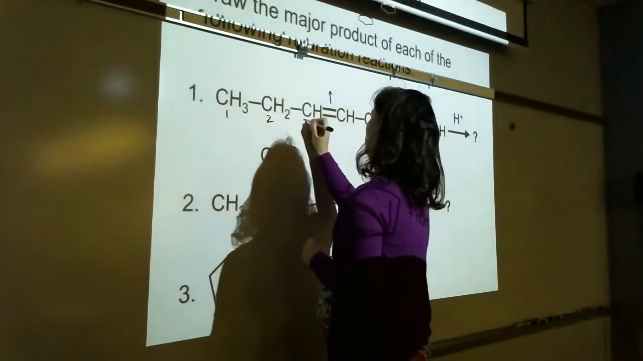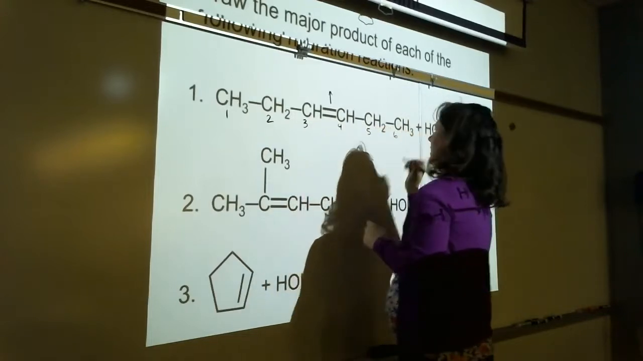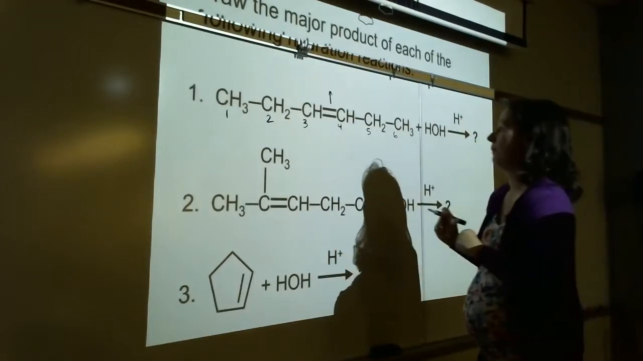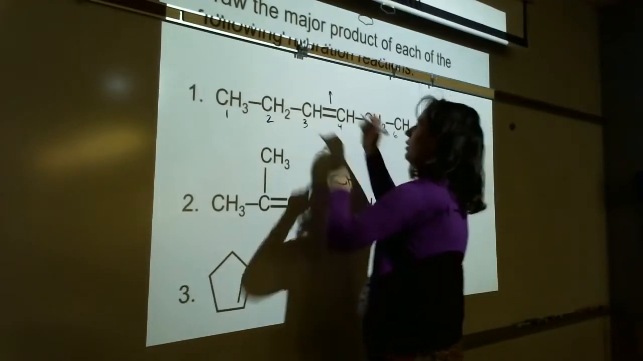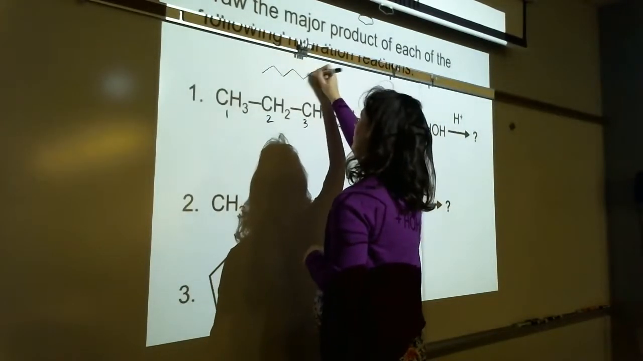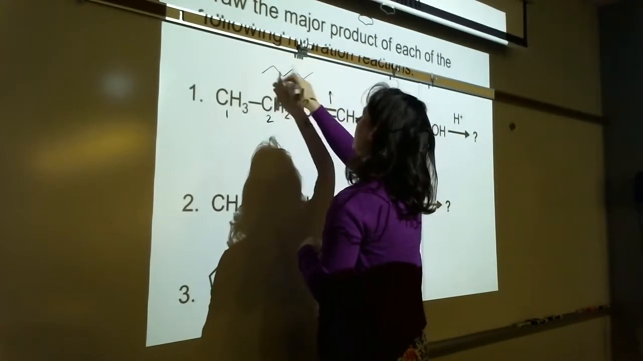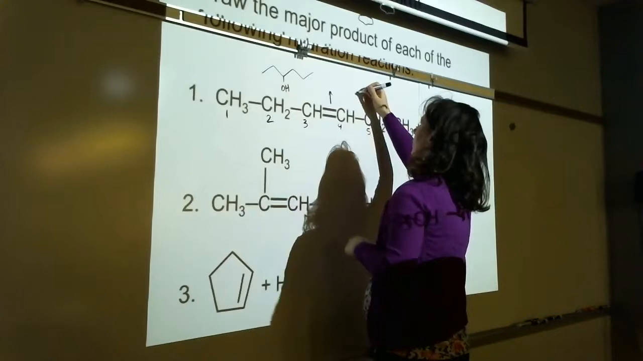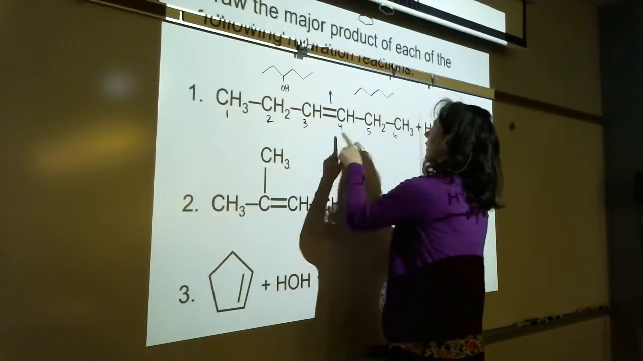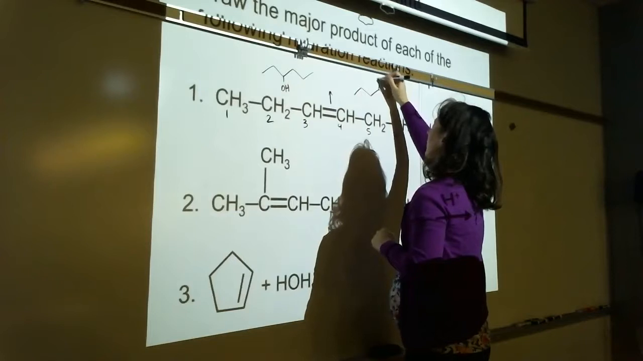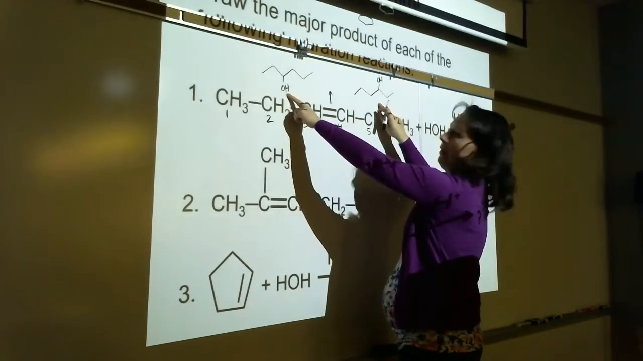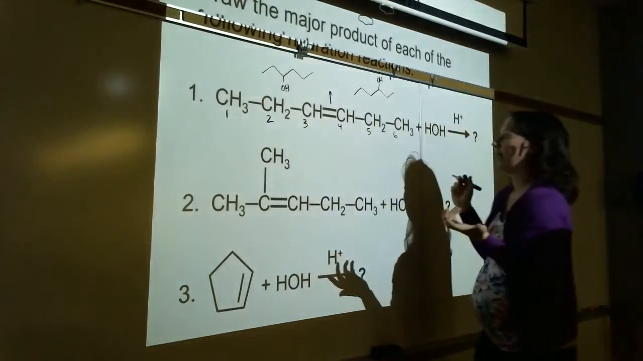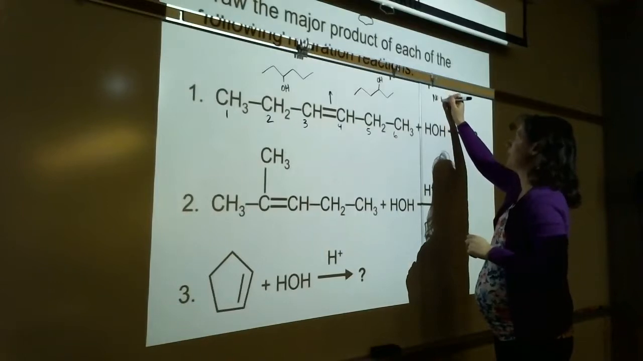If you're on the fence, you can always draw both options and see, are these the same molecule or are they different? So let's put the OH on carbon 3. Here's the version where we put it on carbon 3. Now let's put it on carbon 4. Are those molecules the same? Yes, they are, right? 1, 2, 3, 1, 2, 3. So is there a major product? No, no major product.